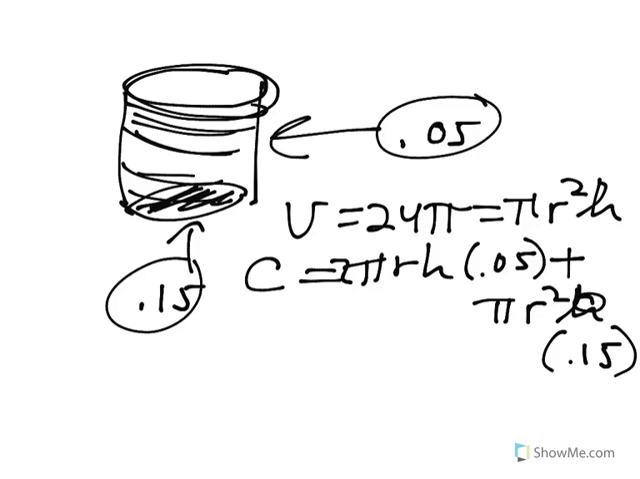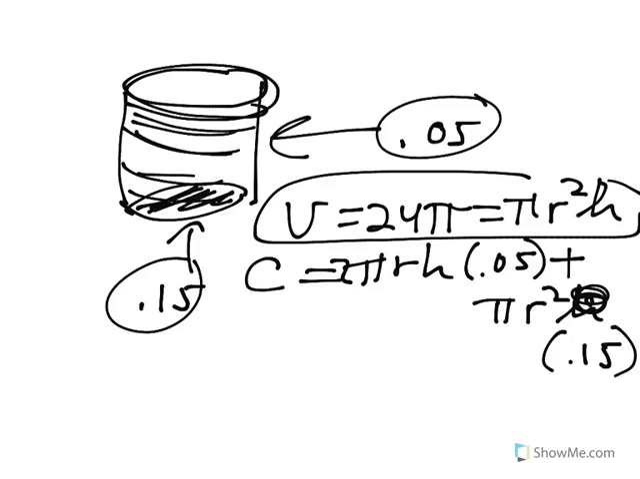Oops, just realized we don't need the h. The height doesn't matter. The bottom is just a circle. Now, this top equation can be used to, if I divide both sides by pi r squared, I get h equals 24 pi over pi r squared. And the pi's cancel out. So h can be replaced with 24 over r squared.